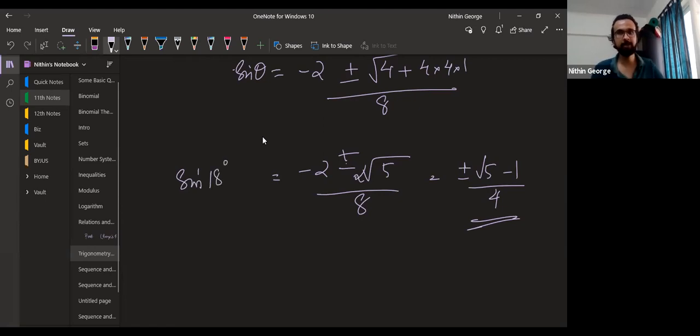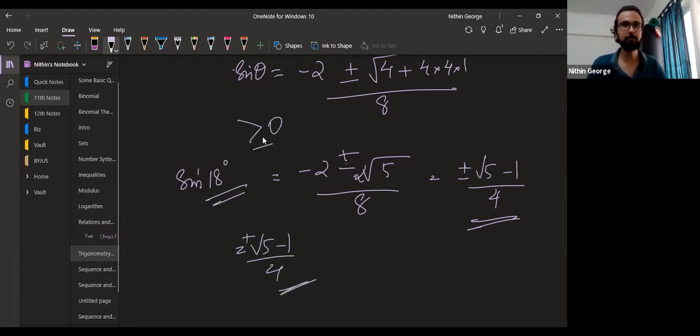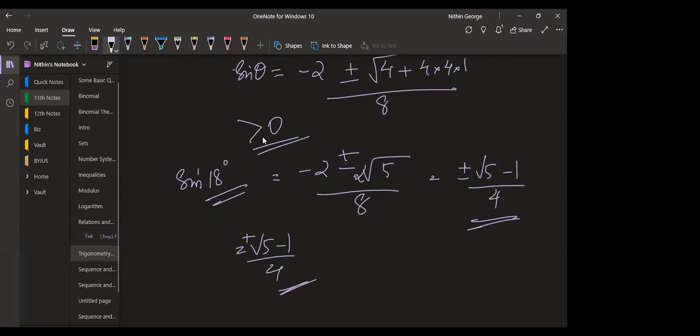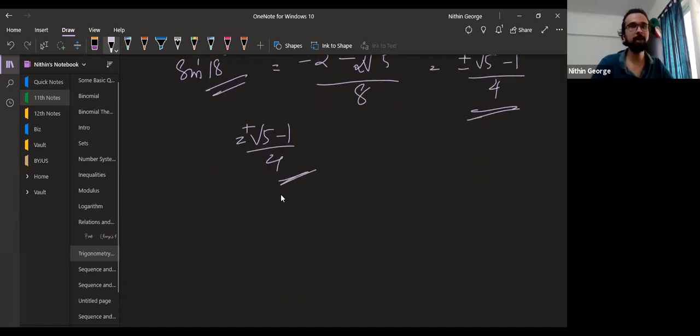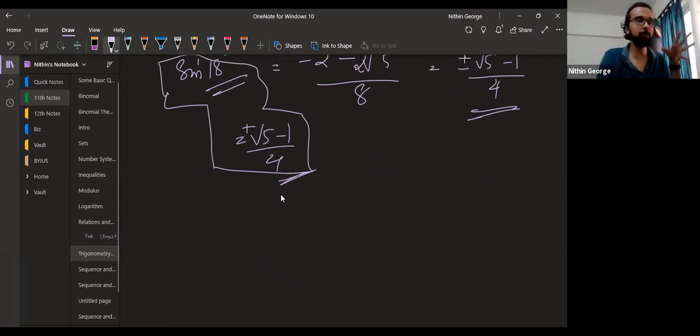Which one would we take? We'll take root 5 minus 1 by 4. We'll take the plus part. Why? Because sine 18, you know, is positive. Got this? Yes, sir. So we have sine 18 equal to root 5 minus 1 by 4. I would prefer if you guys remember this. Wherever you see root 5 minus 1 by 4 in a question, you should be able to substitute sine 18. Or whenever you see minus root 5 minus 1, root 5 plus 1, all of these will be a variation of sine 18.